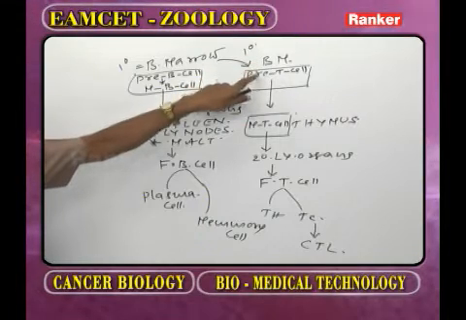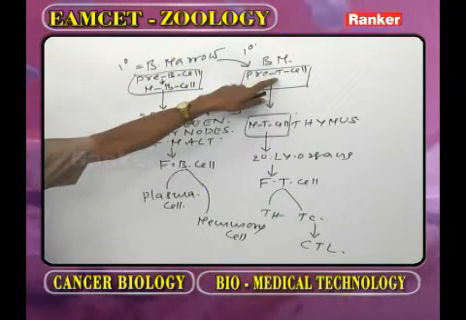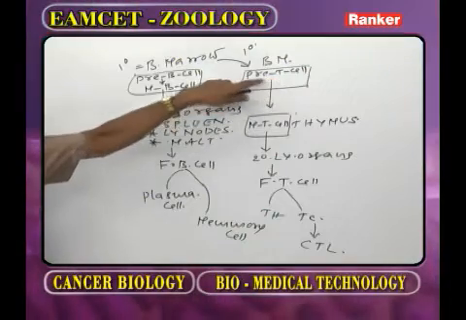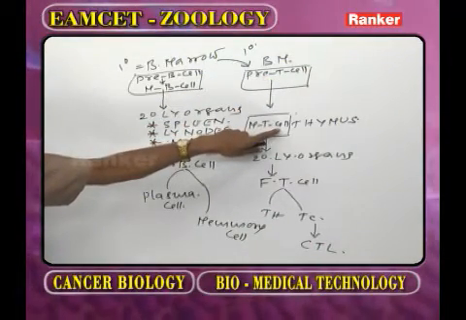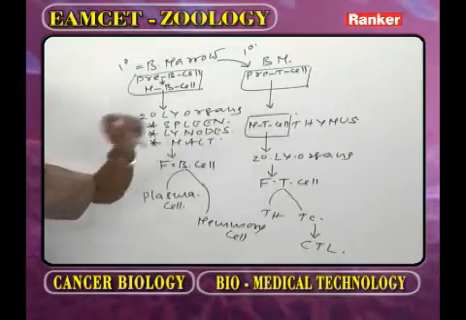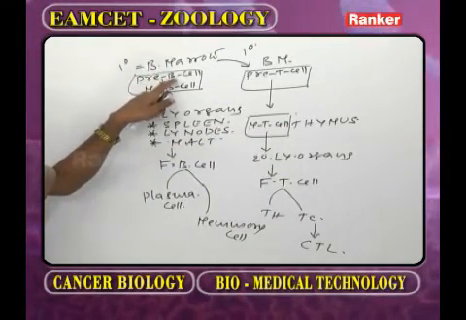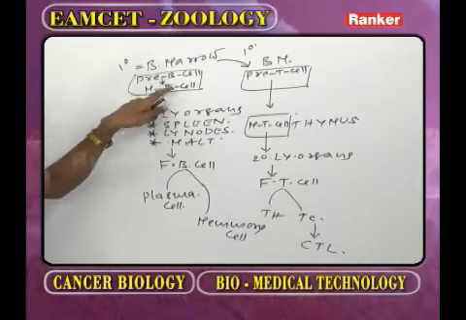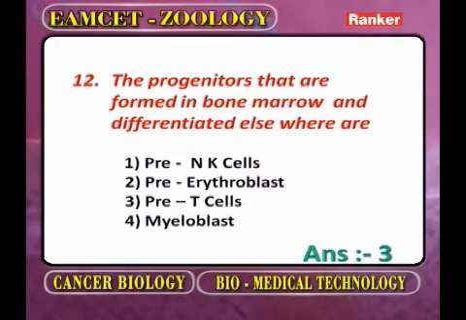In the bone marrow, progenitors are present. From the progenitor, we get the pre-T cell. The pre-T cell enters into the thymus, a type of endocrine gland. In the thymus, it becomes the mature T cell. Whereas for the B cell, the pre-B cell becomes the mature B cell in the bone marrow itself. Now, the next one.